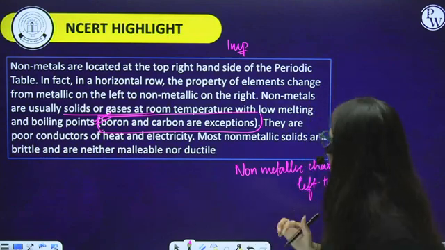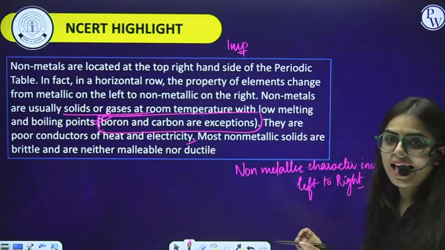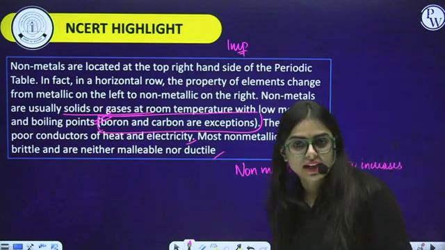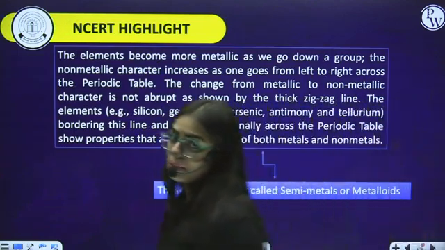non-metals do have low ones. Okay, so they are poor conductors of heat and electricity. Most non-metallic solids are brittle and they are neither malleable nor ductile. Clear, everyone? Now students, let us see the third one, that is metalloids.